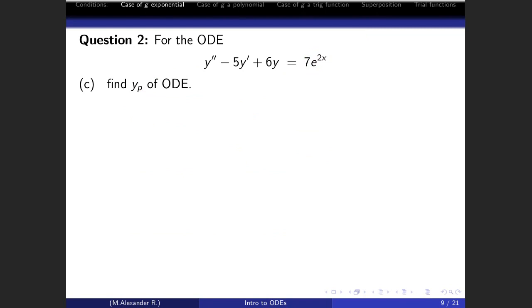All right, so here we are. We have the non-homogeneous differential equation where the g function does belong to the complementary solution, and then we want to find the particular solution.